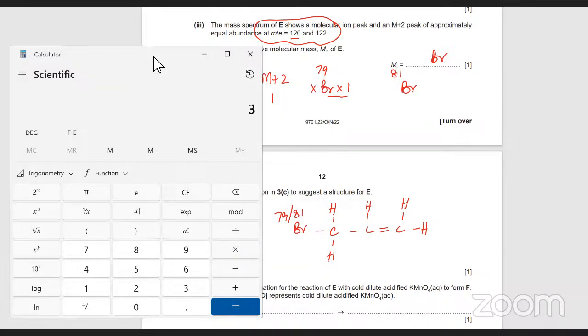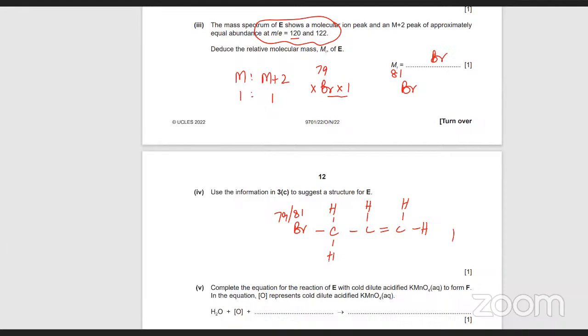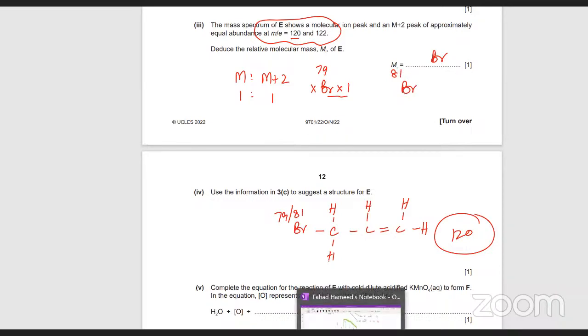So 3 carbon is 36, 12 times 3, plus 1 bromine, that's 79, and then 5 H, so exactly 120 is being formed. So we were pretty close. In the end we got the information that the molecule had one bromine as well. This is something we have to remember, okay.